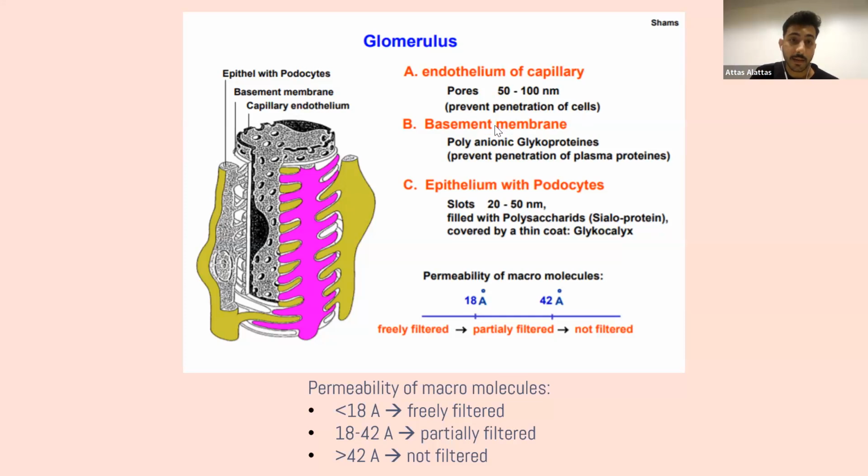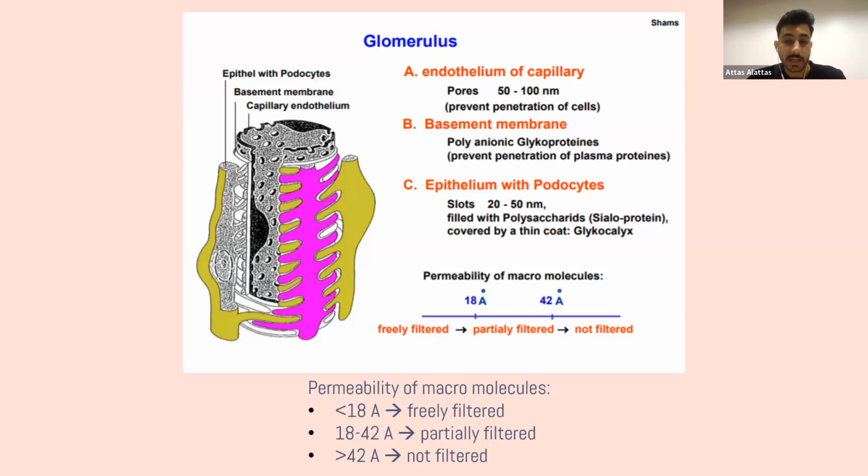The next layer is the basement membrane layer, and the basement membrane is made up of proteins, and proteins are negatively charged. So remember in the plasma you have the plasma proteins. So the basement membrane is also made up of proteins. Proteins in the basement membrane are negatively charged. Proteins in the plasma are negatively charged. So they repel each other. So that's the reason why plasma proteins are unable to be filtered. This is for the basement membrane.